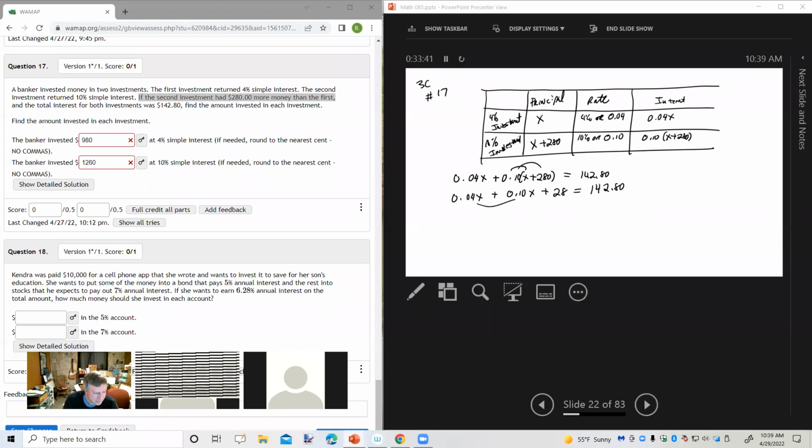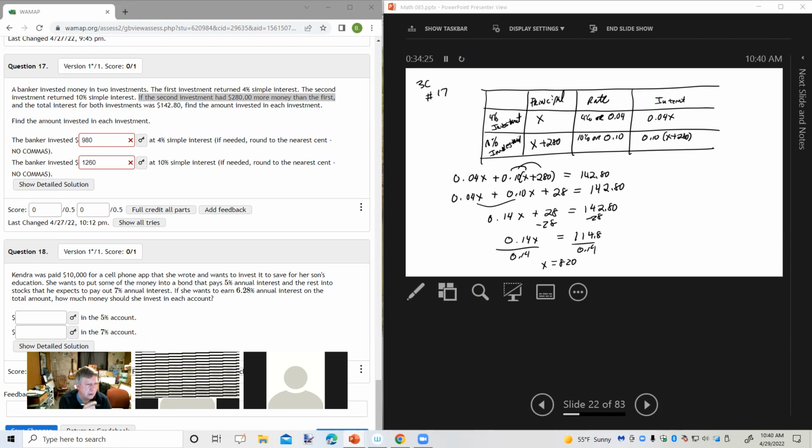Combining like terms, 0.04x plus 0.10x would be 0.14x plus 28 equals 142.80. Then we're going to subtract 28 from both sides. 0.14x equals, let's see, if we take 142.80 minus 28, we get 114.8. We'll divide that by 0.14. And we get x equals 820.